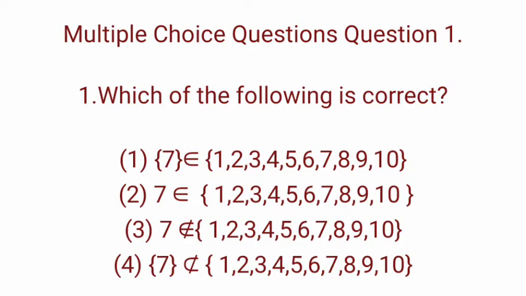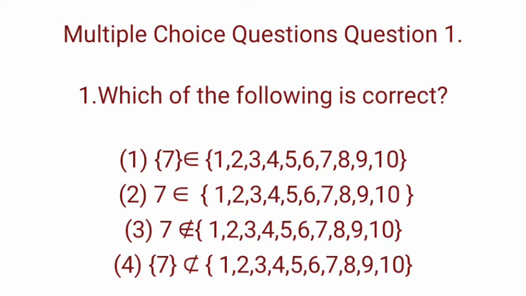Now we'll see the chapter Set Language, 1 marks. Choose the correct answers. Exercise 1.7. First question, which of the following is correct? We have 4 options. First one, set of 7 belongs to 1 to 10. Second, 7 belongs to set of 1 to 10. Third one, 7 not belongs to 1 to 10. Fourth one, set of 7 not a subset of 1 to 10.